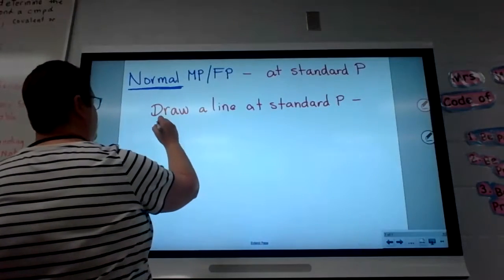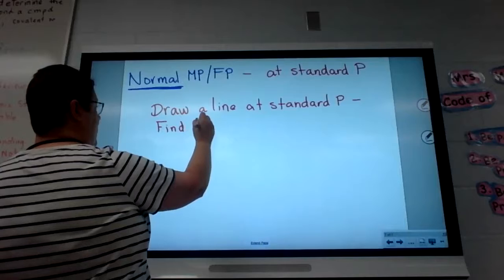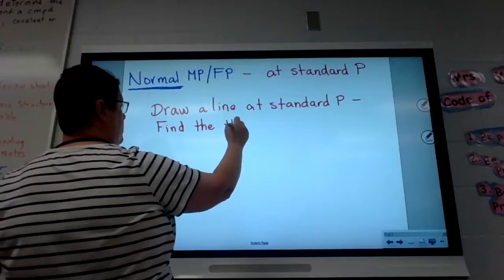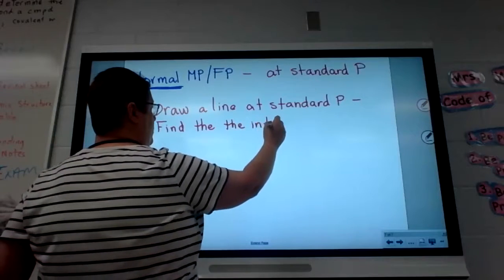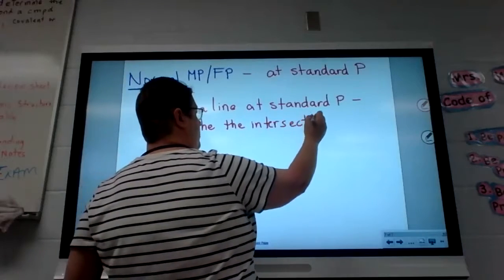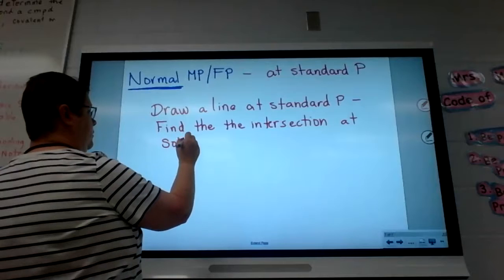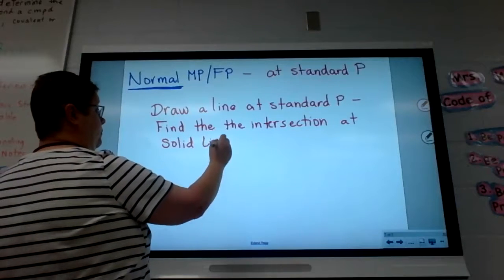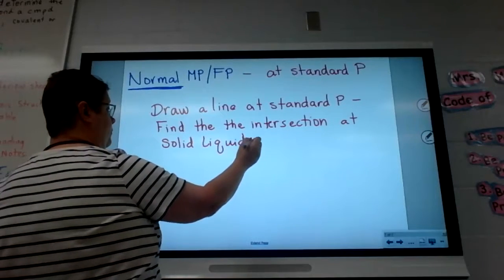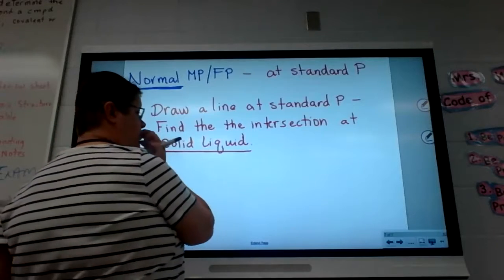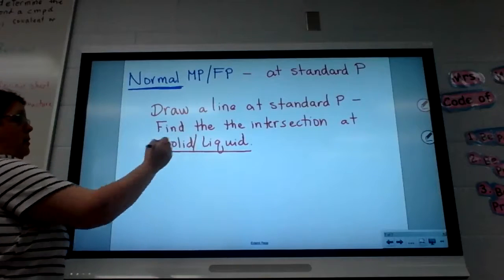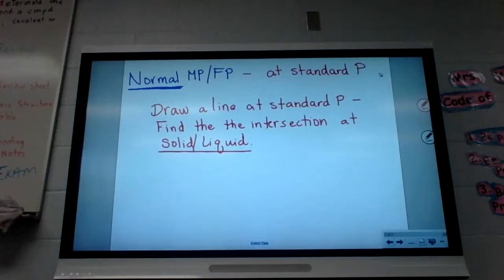And we're going to find the intersection at solid liquid. Okay? Because we want melting point, freezing point. So all we need is that intersection, the solid liquid. Because that's where it melts and freezes at the solid liquid point.